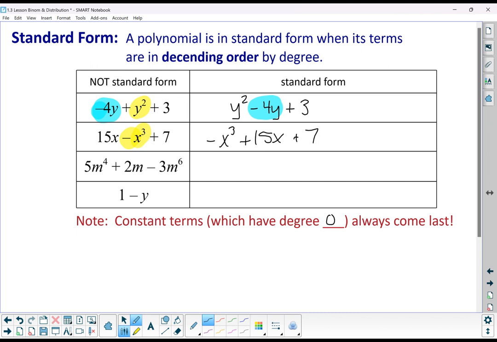Not all polynomials have a constant. This next one does not have a constant, and that's okay. So I look for my most powerful term, and this one is a degree 4 term. This term has degree 1. This term has degree 6. So it's the most powerful term, and for my polynomial, that's going to come first. And then I'll look for the next most powerful one, which is this 5m to the fourth. And then the 2m will come last.